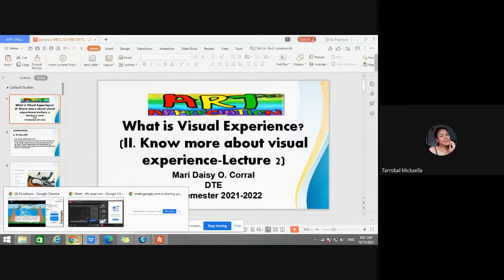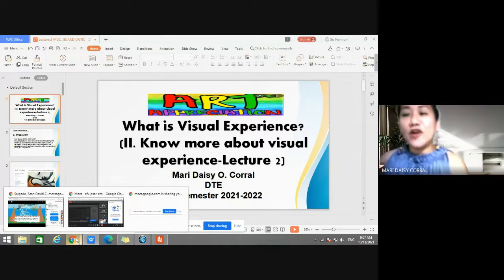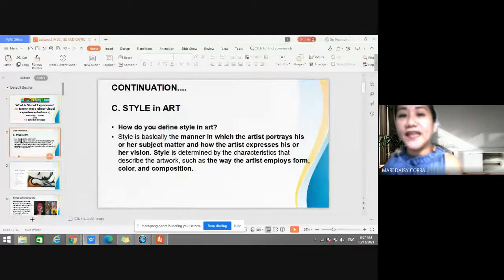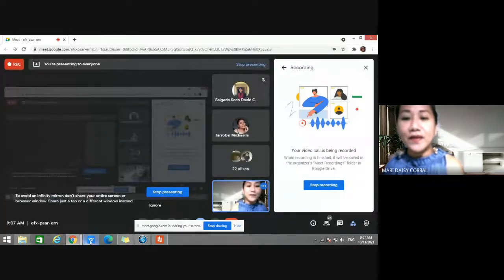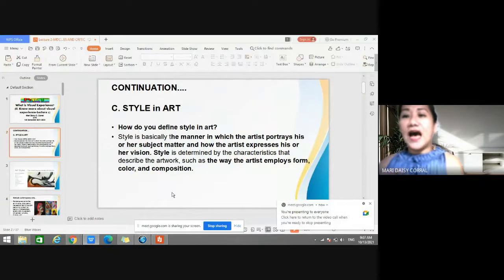So this will still be a continuation of the visual experience that we have discussed last time, and now we are into our third part of the visual experience, and that is style in the art. So when you say style in the art, wait, let me accept who's coming in. Okay, thank you. How do you define a style in the art?